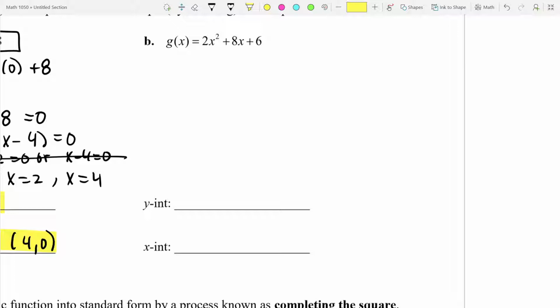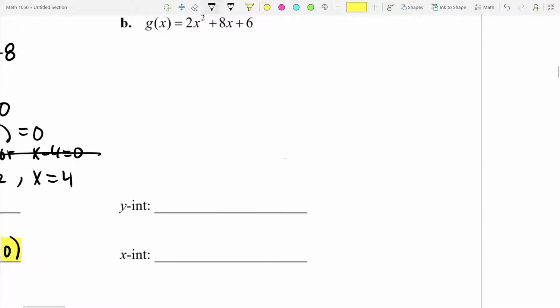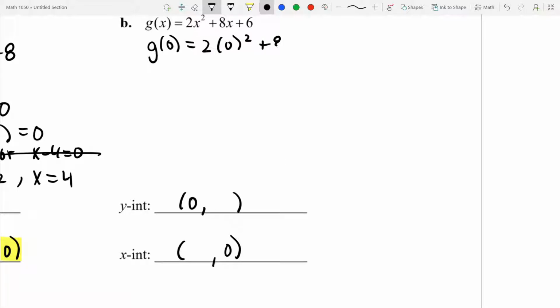Okay, here we go right here. To find the y-intercept, I'm going to let x be 0. So guys, I'm going to go 0, comma something. To find an x-intercept, I'm going to let y be 0. So it's something, comma 0. To find the y-intercept, let x be 0. So everybody just go g of 0 is 2 times 0 squared plus 8 times 0 plus 6.